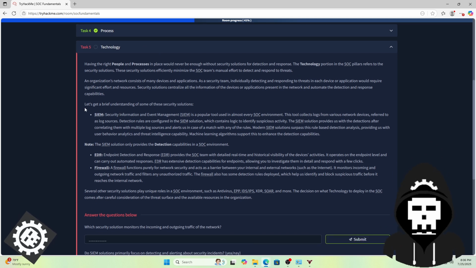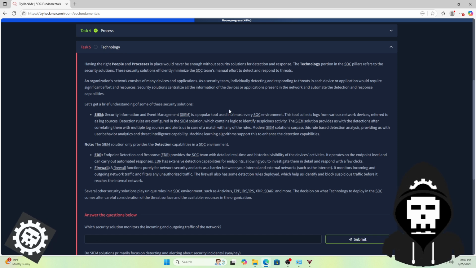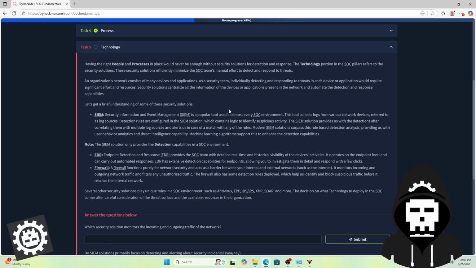So having the right people and processes in place would never be enough without a security solution for detection and response, which is true. If you had a whole bunch of people just staring at log files all day, when you imagine hundreds of users in a company and thousands of servers and transactions going back and forth, it's true. You need technology, you need security solutions.